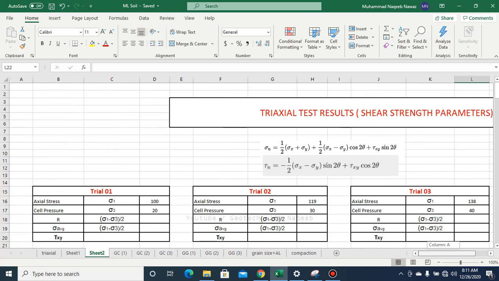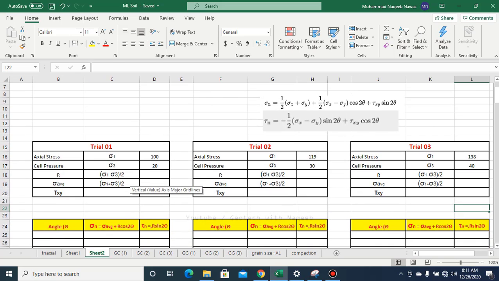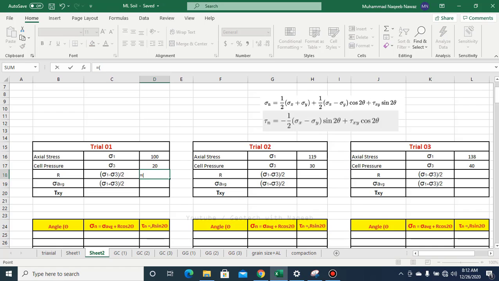So we have extracted the data from these tests, and we have this information over here. We have sigma 1, that is axial stress 100, that is basically 79.8 plus 20, that was cell pressure. So we have 100, rounded value. Now we need to find R, that is sigma 1 minus sigma 3 divided by 2. So we have this value 100 minus this, divided by 2. Similarly, we need to find sigma average to draw the Mohr circle. We have sigma 1 value plus sigma 3 value divided by 2, and tau xy in our case is 0 for the triaxial test.